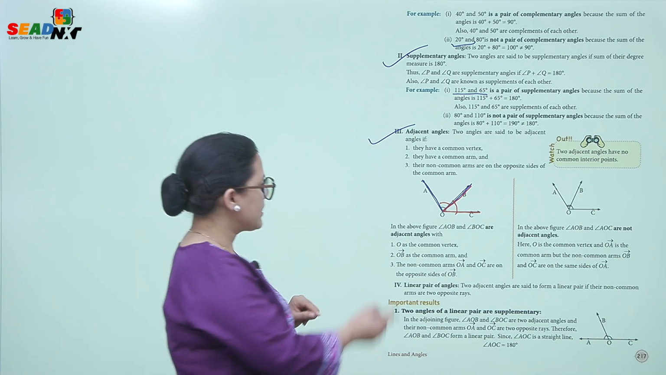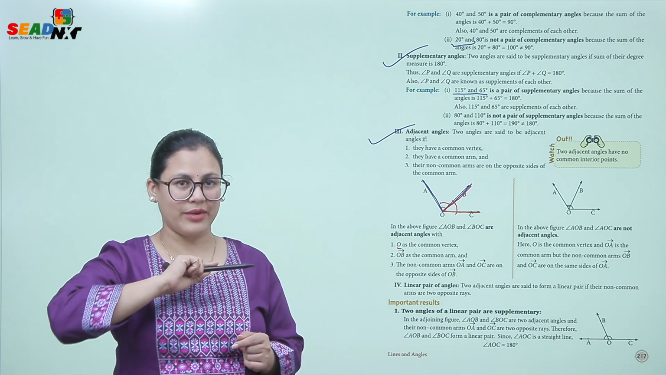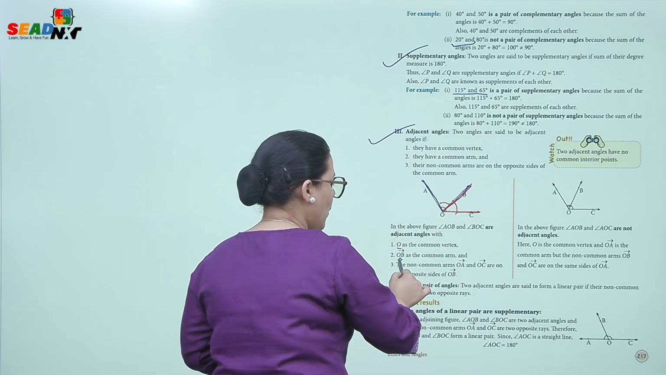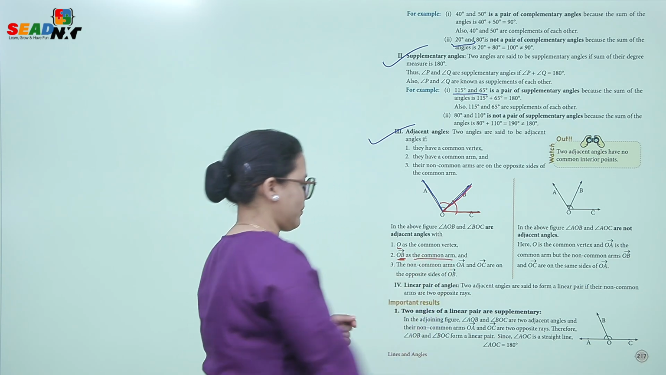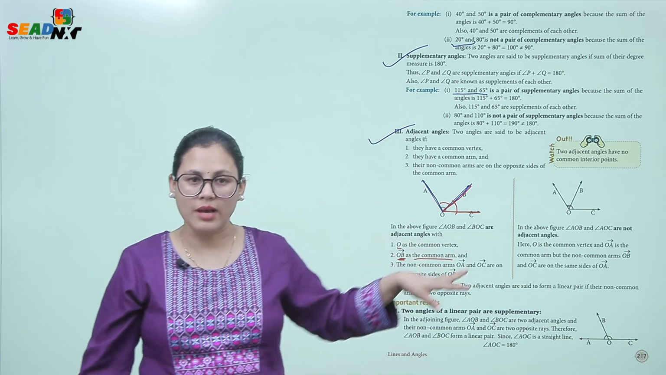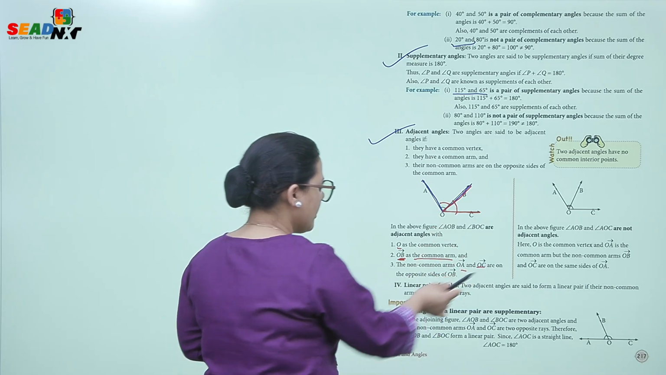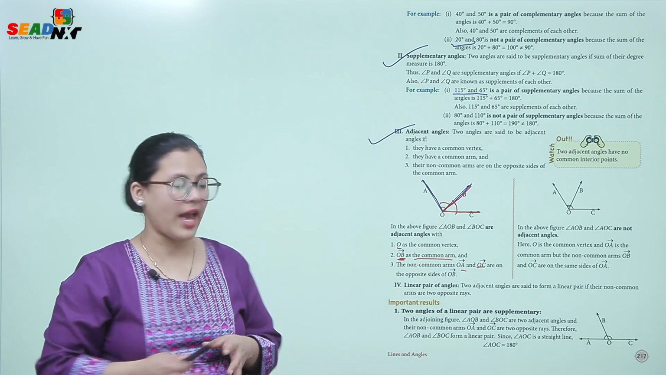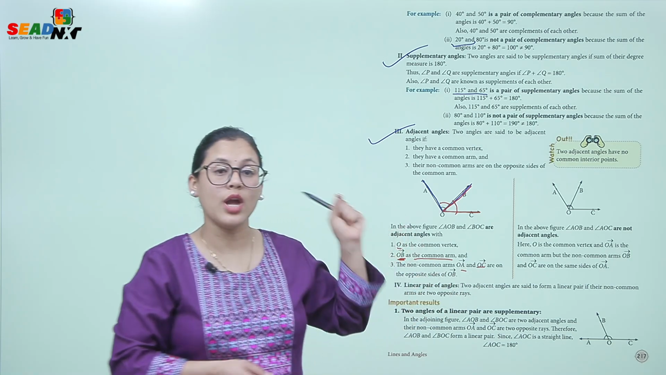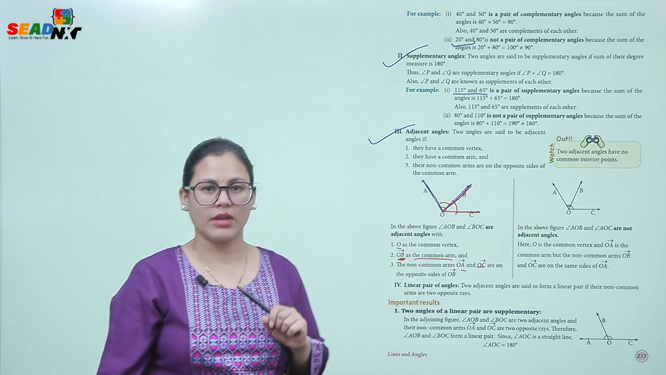Why? Because see, O is the common vertex, and ray OB, angle AOB, angle BOC. So, ray OB is the common arm. And number 3, the non-common arms, that is ray OA and OC, are on the opposite sides of ray OB. Okay.